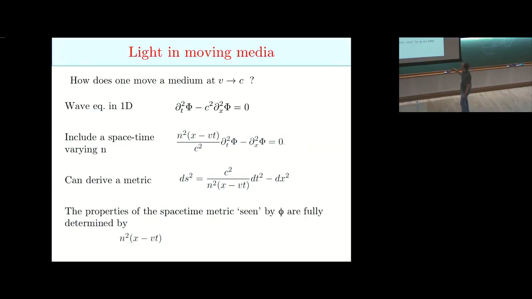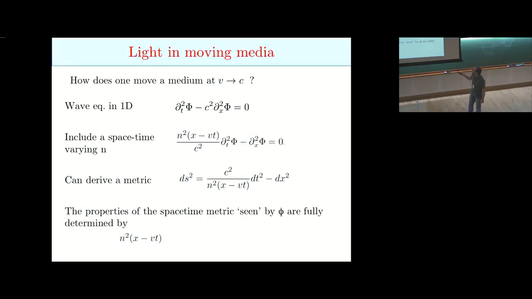Okay? So I've got my dx squared term, but in front of the dt squared term, I have c squared divided by n squared. So this immediately tells you, and this is what is called the Gordon metric, by the way, that the properties of my space-time described by this metric are completely determined by this n squared of x minus vt, or in general, n squared of x and t.